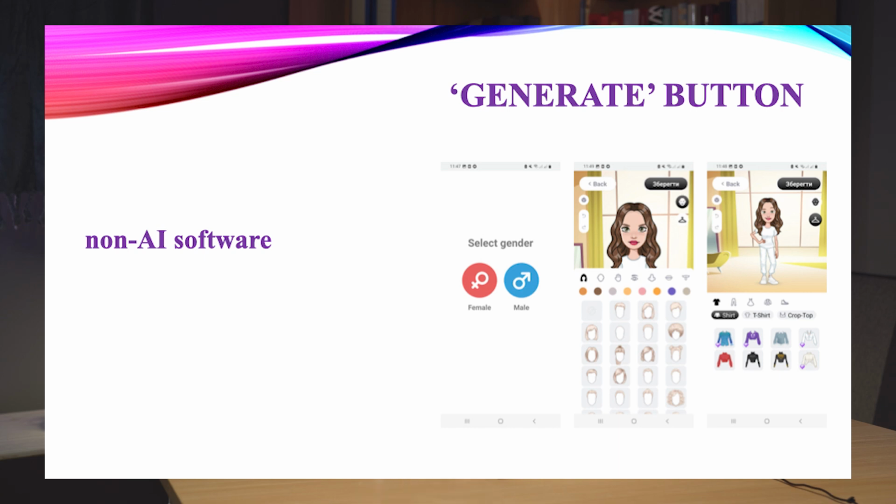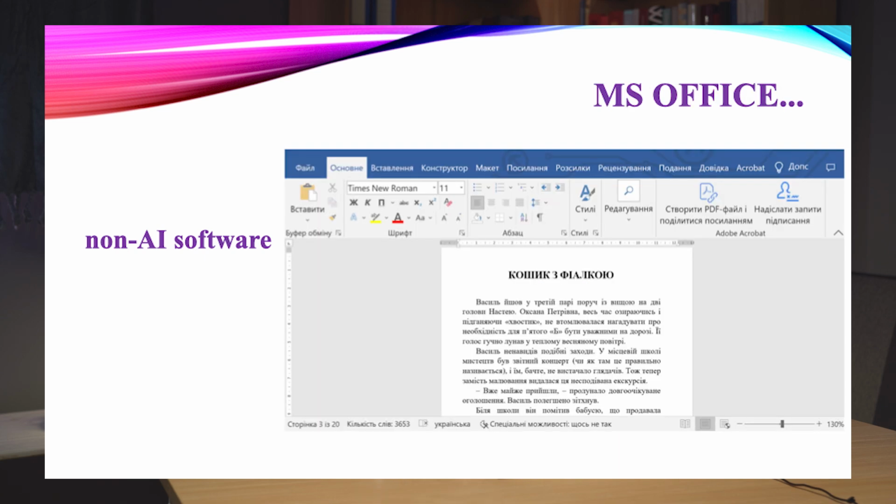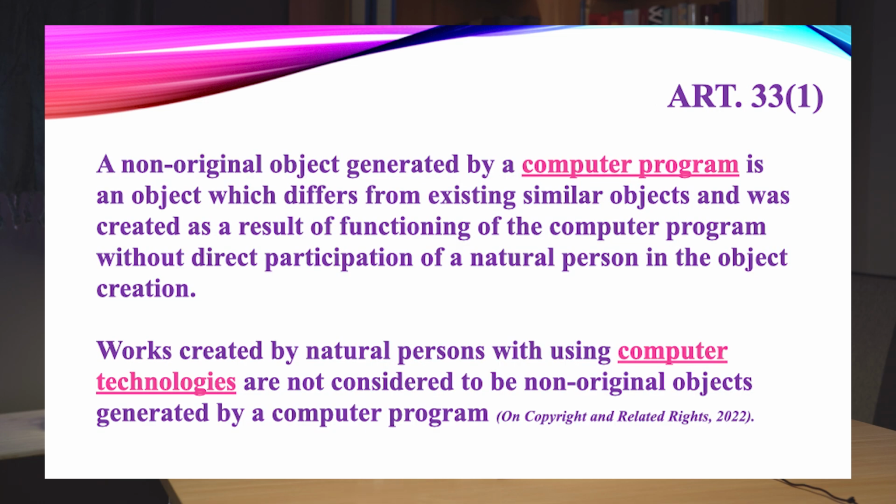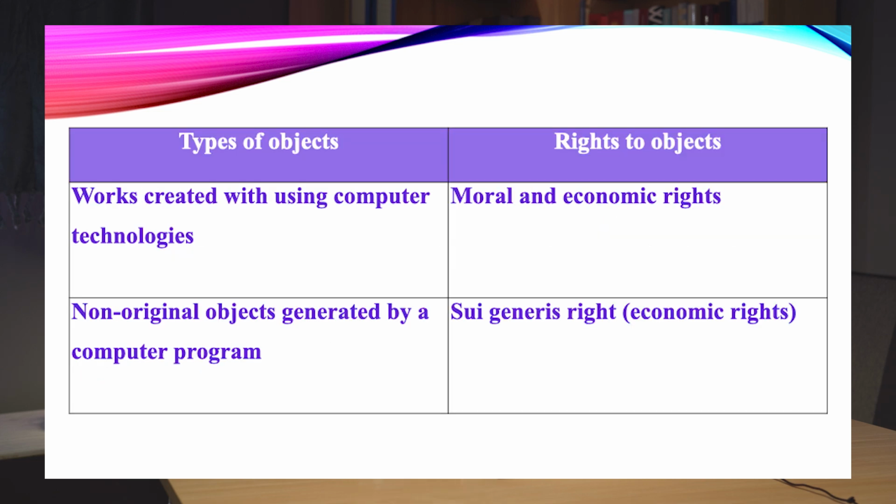And of course, there is no doubt that using such non-AI software as, for example, Microsoft Office, we can create a work. We can write, for example, a short story which will be copyrightable. Therefore, using the terms computer programs and computer technologies instead of AI seems reasonable.